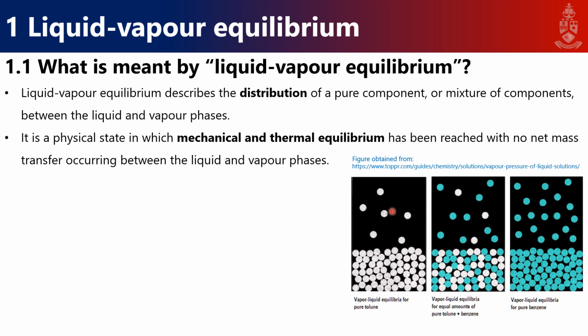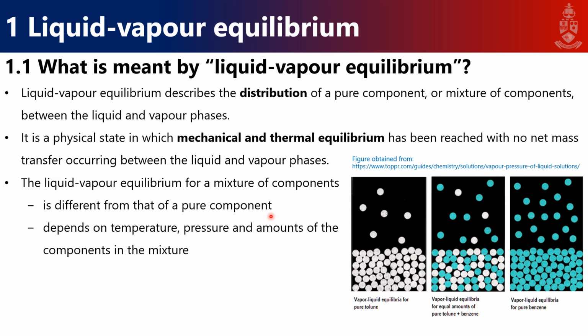So it's a physical state in which mechanical and thermal equilibrium has been reached with no net mass transfer occurring between the liquid and vapor phases. So what that basically just means is if I have a specific amount of toluene at a specific temperature, I will always have a certain amount of toluene in the liquid and a certain amount in the vapor. And those relative amounts will remain equal, so there's no net mass transfer occurring between these phases.